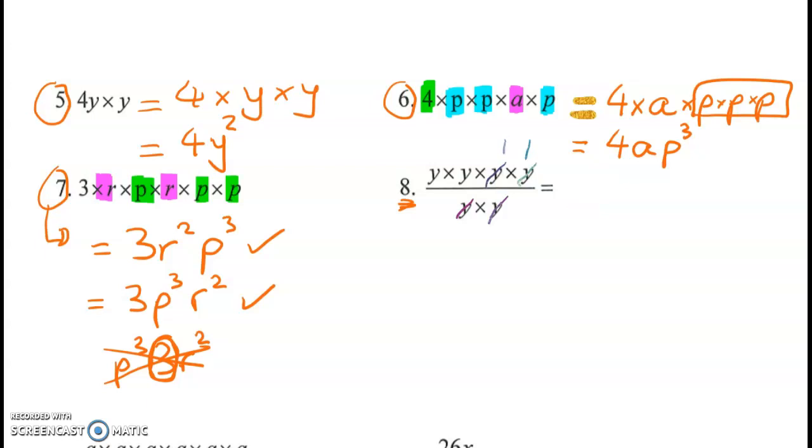Right, so let's just have a look at that one again. Here we've got y times y times y times y. So this is a common factor in the numerator and the denominator. Because it's a common factor, we can simplify the fraction. We're left with just the y times the y. We know that that's y squared.